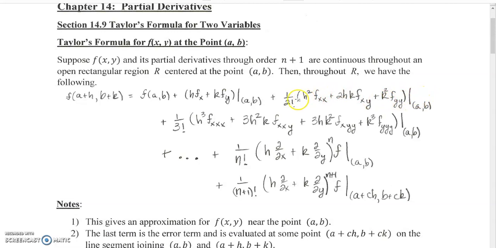So the pattern for the second derivatives is 1, 2, 1. You multiply the full second partial with respect to x times h squared, the h piece. The mixed partial is multiplied times hk twice, and that's because f sub yx and f sub xy are the same, so we don't have to do both. As long as the partials are continuous, then these derivatives are the same. And then you multiply the full second partial with respect to y times k squared. Again, evaluating it all at (a, b).